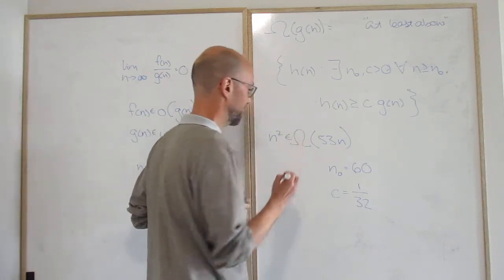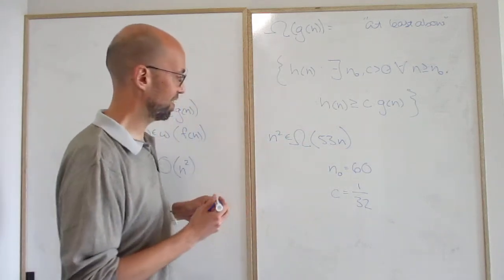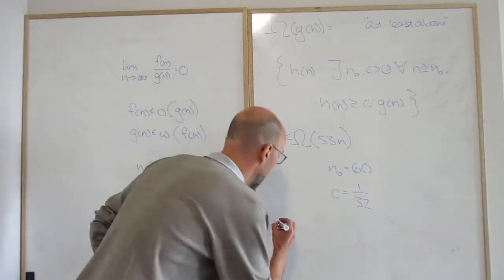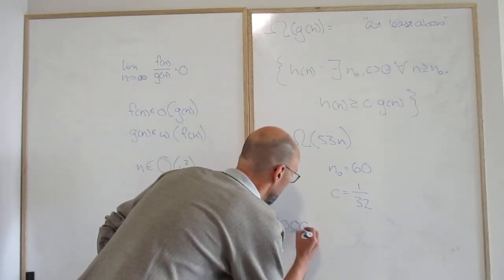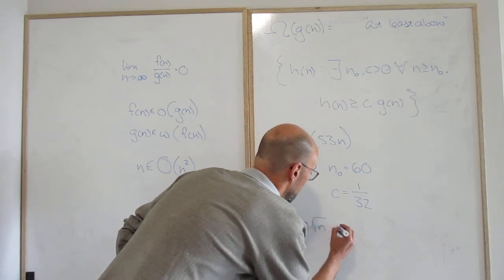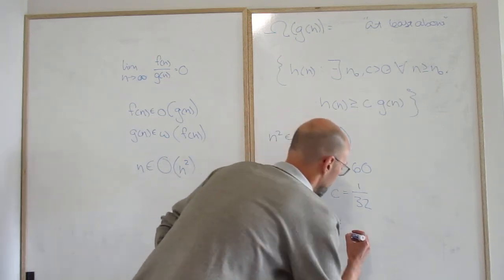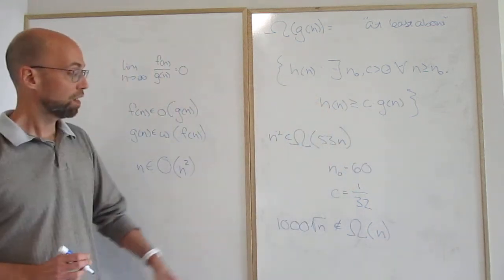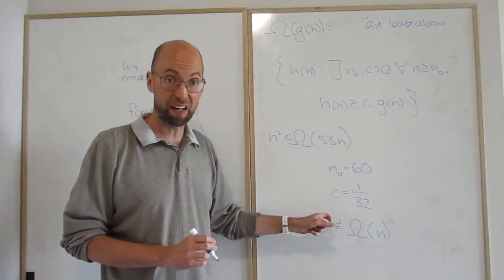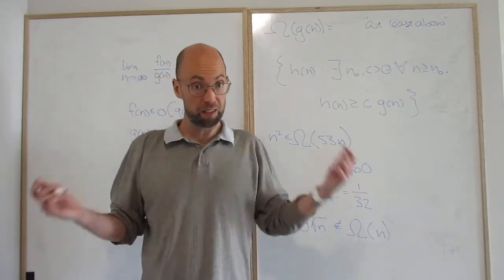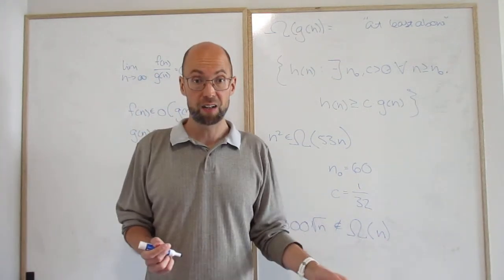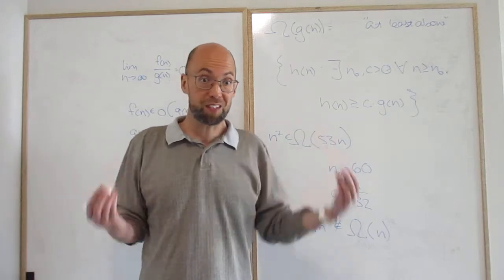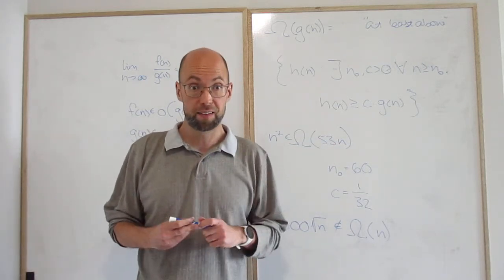In. It's a set. It's not a thing. Okay. So for example, you have 1,000 square root n is not in big omega of n. For small values of n, 1,000 square root n is going to be bigger than n. But for sufficiently large values of n, it's not. Okay.